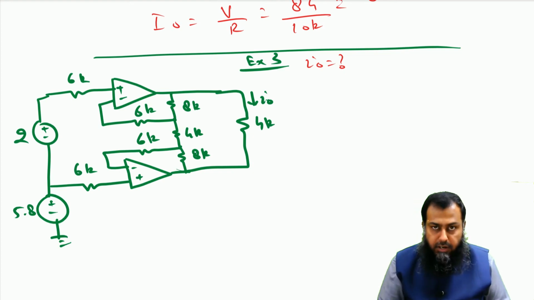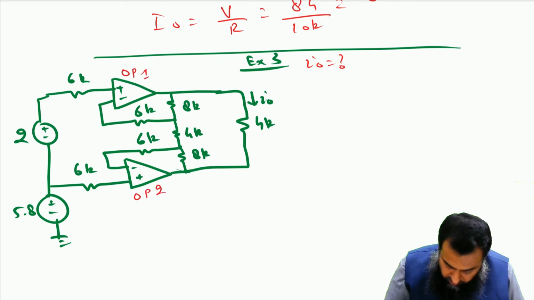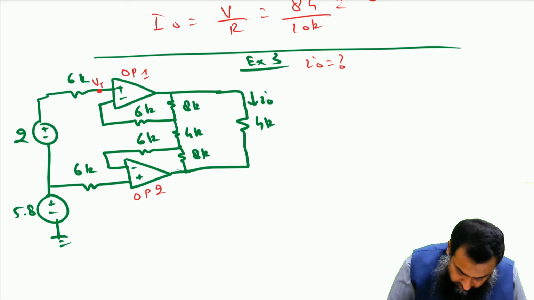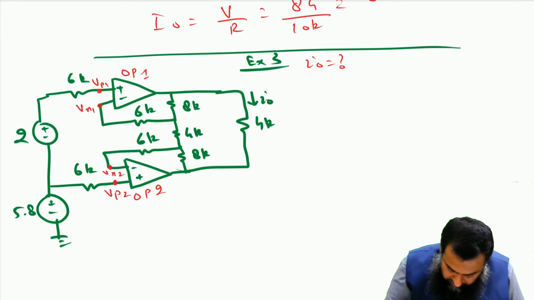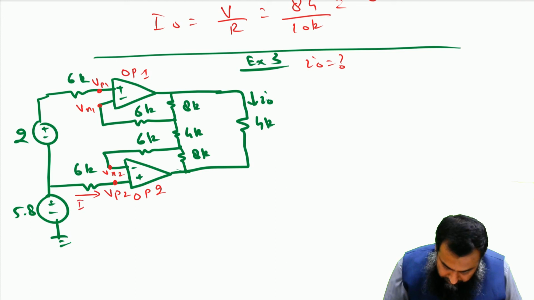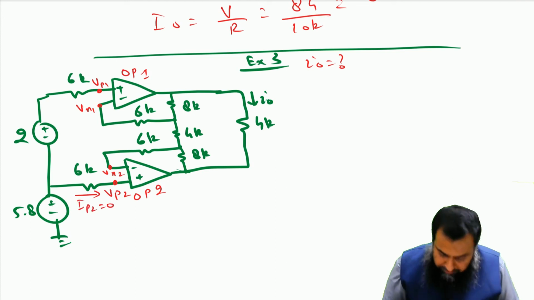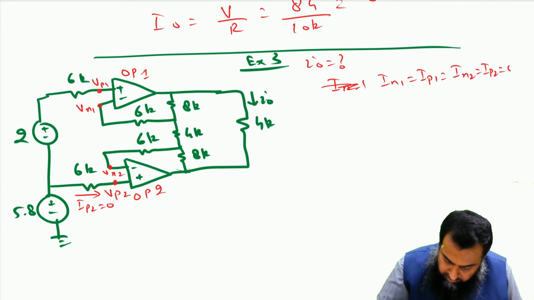So let us first identify that there are two operational amplifiers here. Let us say this is op amp number 1 and this is op amp number 2, and consequently this is VP1, this is VN1, this particular point is VN2, and this particular point is VP2. If we see clearly here, because this current IP2 is equal to 0, all the currents into an operational amplifier are 0. So let me write them as well. IN1 is equal to IP1 is equal to IN2 is equal to IP2, that are all equal to 0.